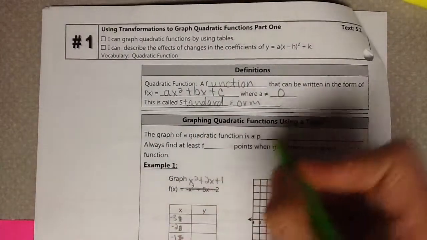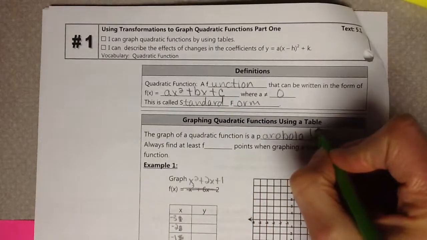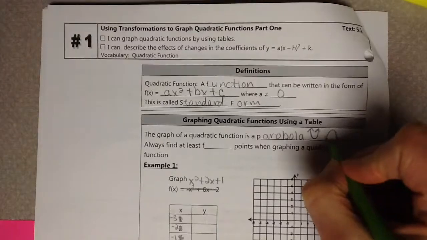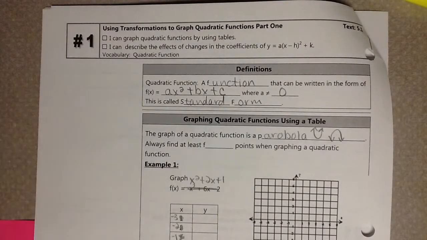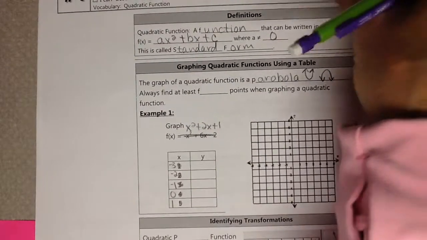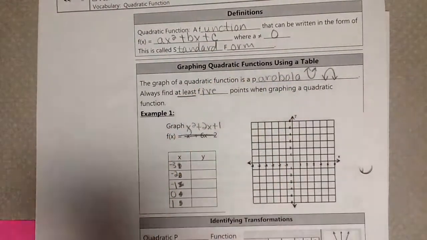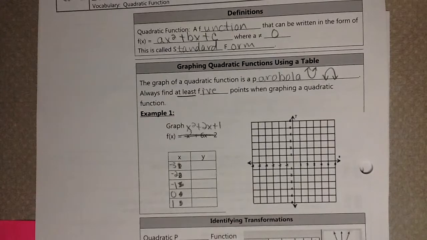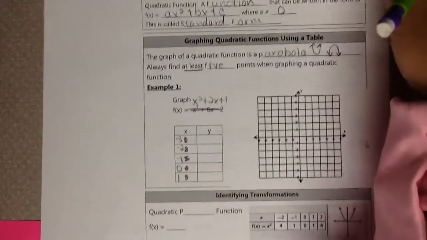The graph of a quadratic function is a parabola. So it's either going to open like this or like this, because we are not doing any parabolas that open left and right. You'll do those next year. When you're graphing a parabola, you're going to graph at least 5 points. Now with a line, you really only need 2 points to graph the line, but with a parabola, you want to have at least 5.